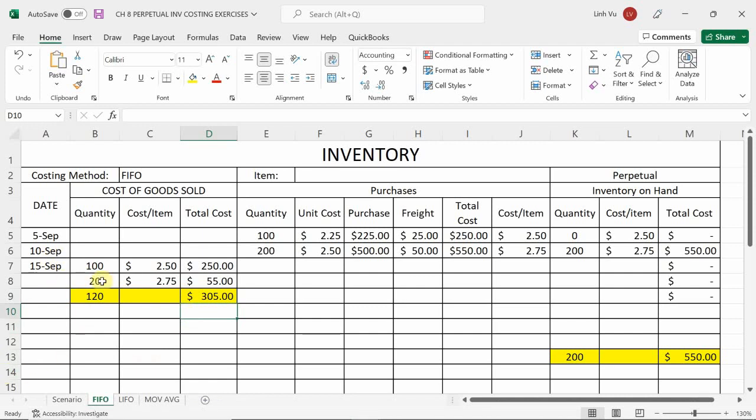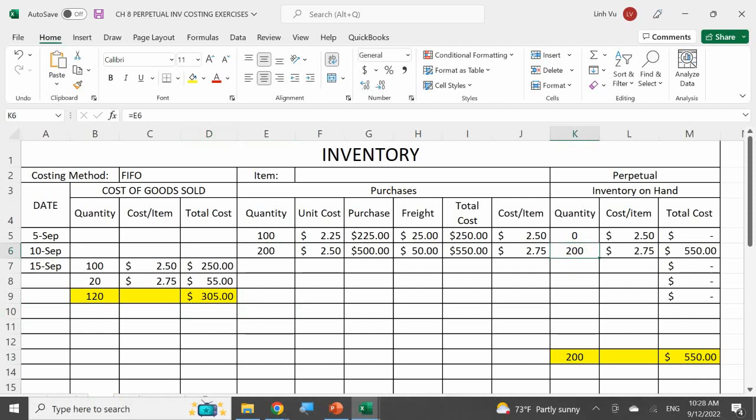Now I have to update my inventory because I no longer have 200 units. How many do I actually have? 80.